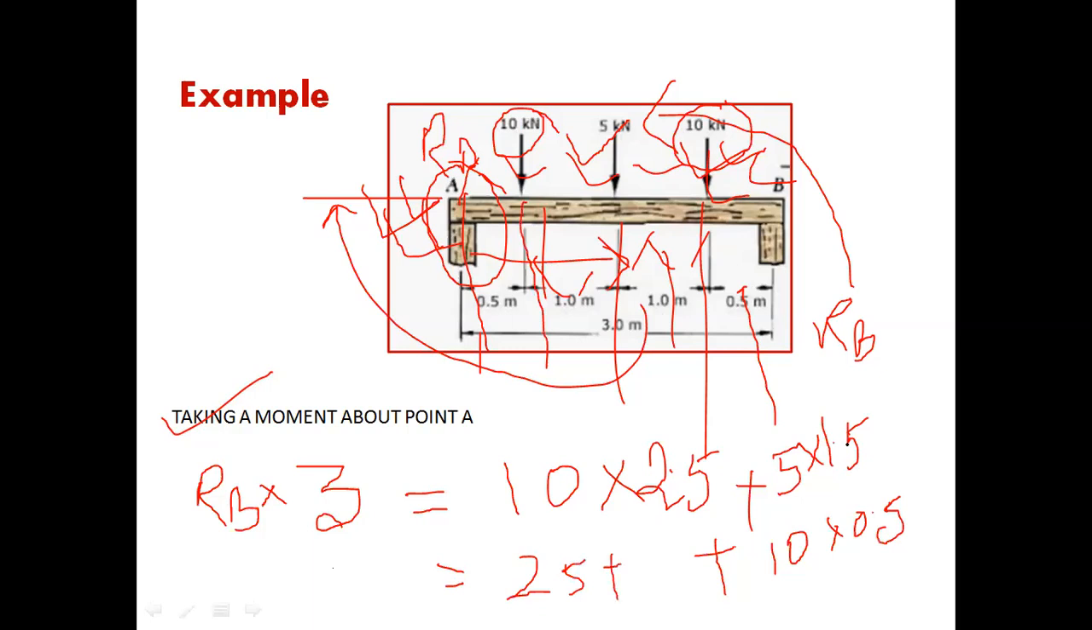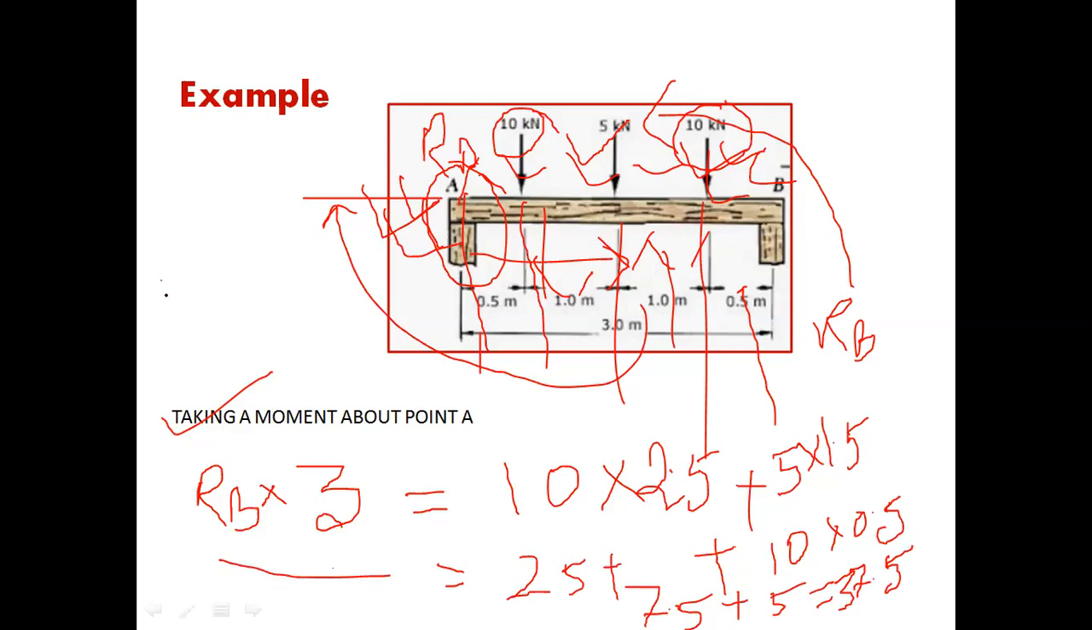Then 5 times 1.5 means 7.5, and then the 5. Then 37.5, we can easily write here 37.5. So RB times 3 is equal to 37.5.